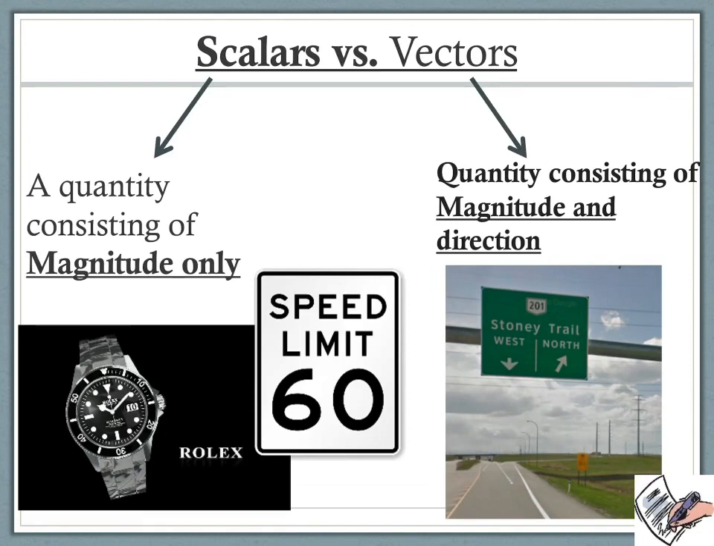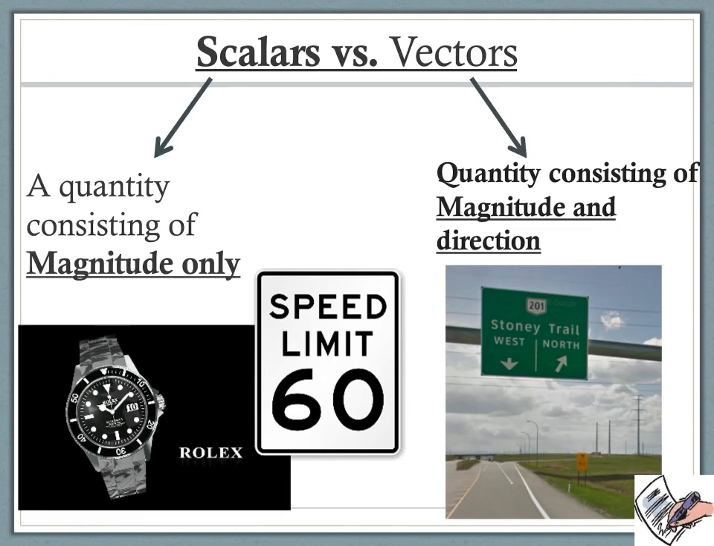So a scalar is something like speed. It just consists of the magnitude. The magnitude is just how much. So for example, when you see a sign that says the speed limit is 60 kilometers per hour, it's not telling you what direction you have to be traveling 60 kilometers per hour in. So that's just a scalar. That is just telling you the speed that you have to go, right? It's not telling you your velocity because it's not saying what direction you have to be going.